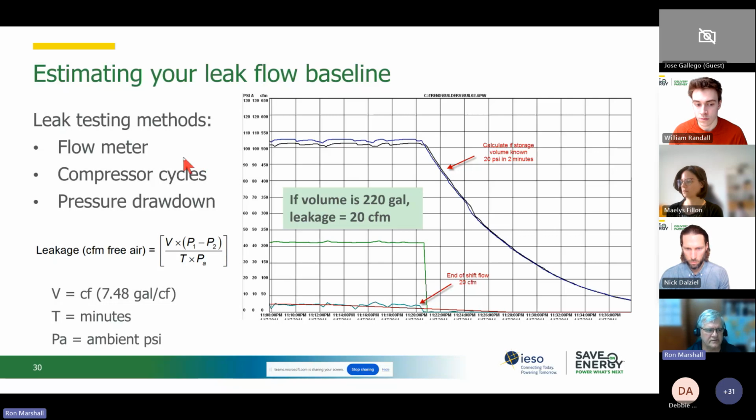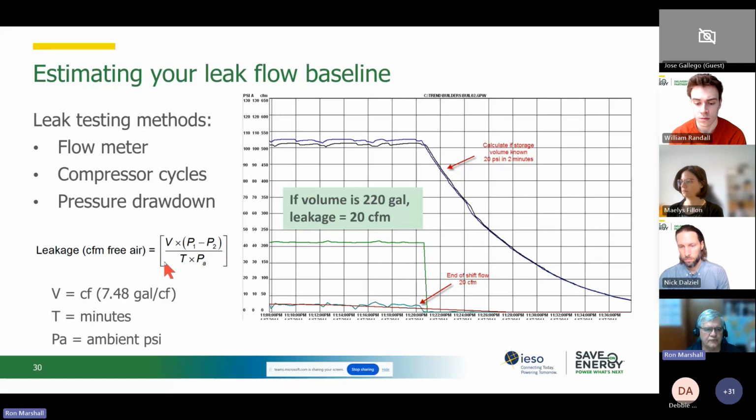It's kind of a blowdown test, right? Where you can calculate the leakage if you know your volume in cubic feet, right? Of your system, right? Total system. That's a hard thing to do in a large plant to calculate that, but there are tools available to help you do that, add up all the storage receivers, the piping volume and stuff like that.